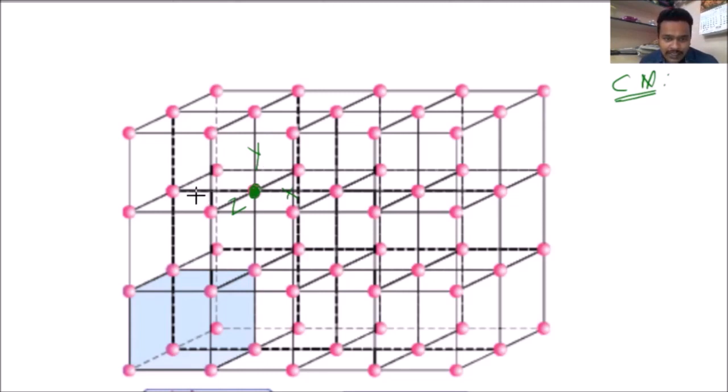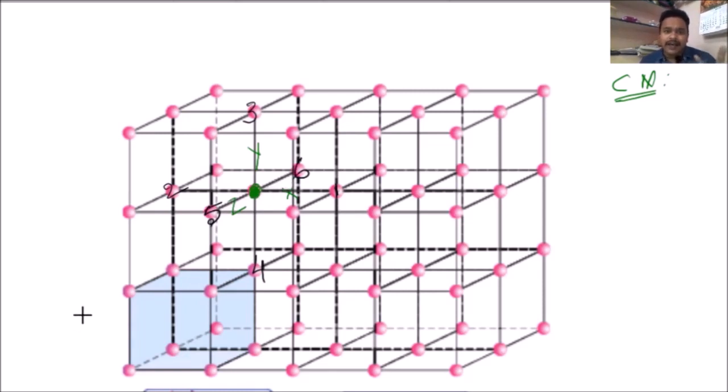See, x-axis. This is my particle. I am choosing this one, and the neighbor is this one. On the same axis, one, and on the same axis, two. Y-axis: above is the third one, below is the fourth one. Z-axis: this is the fifth one and this is the sixth one.